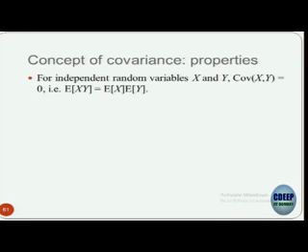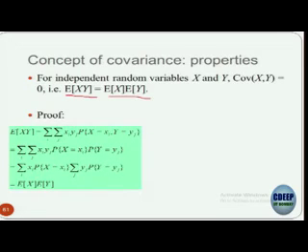So, covariance of x, y is 0 if the random variables are independent. In other words, E[xy] is equal to E[x] times E[y]. We are going to prove this for discrete random variables, but a very similar proof exists for the continuous case, which you are encouraged to try out.